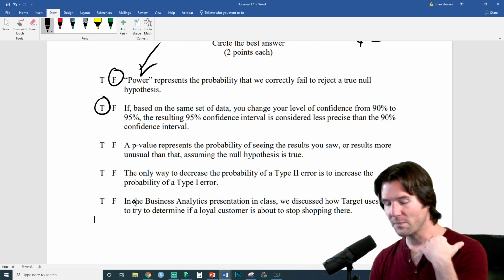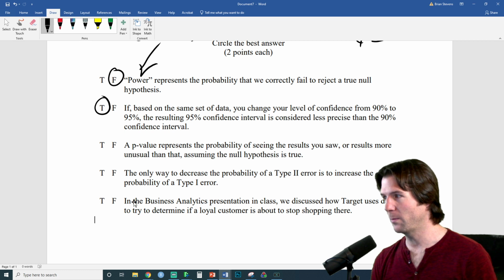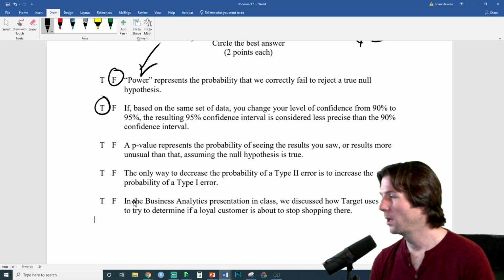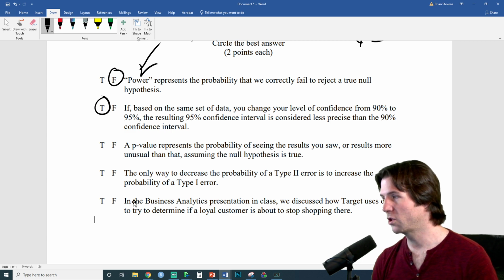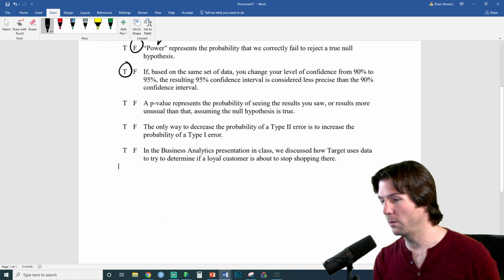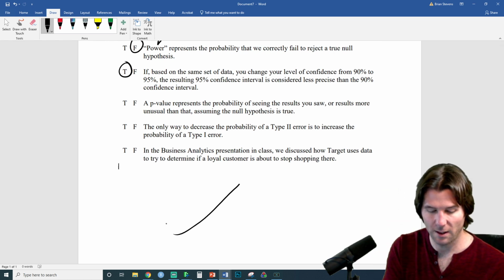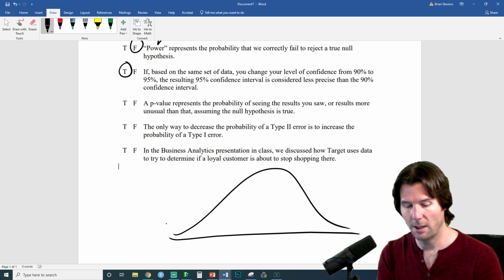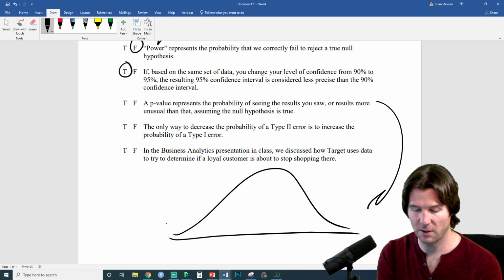But this has everything I want in it. It says the p-value represents the probability of seeing the results you saw, my results, or results more unusual than that, assuming that the null is true. Yes. So let's go down to here and let's draw what the p-value looks like. We draw a curve, and then we put a little marker for this one. This is this question.